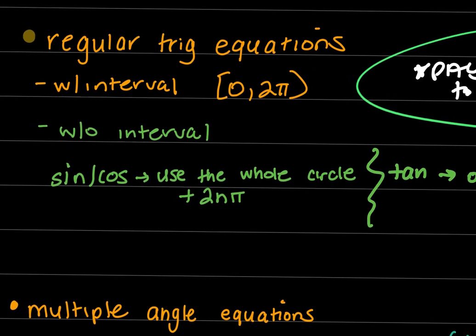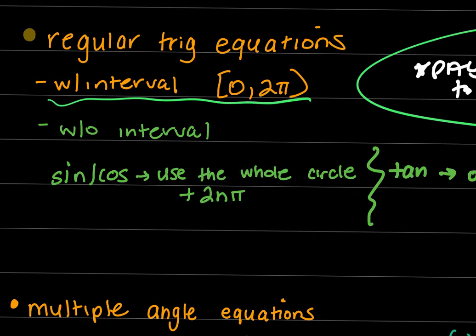So if it gives you the interval, if it says solve on the interval of 0 to 2 pi, then we're going to solve something like sine of x equals a half, and we literally just list all of the angles in which sine is a half. These would be pi over 6 and 5 pi over 6. Okay, so I would just pull from the whole circle. I don't add an interval on.